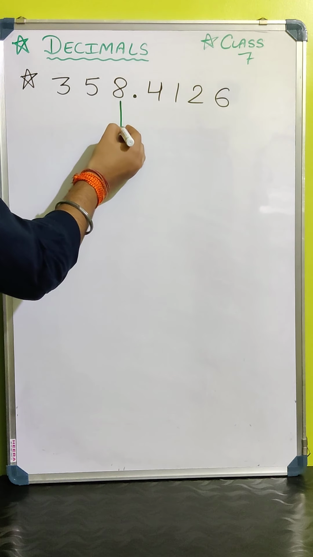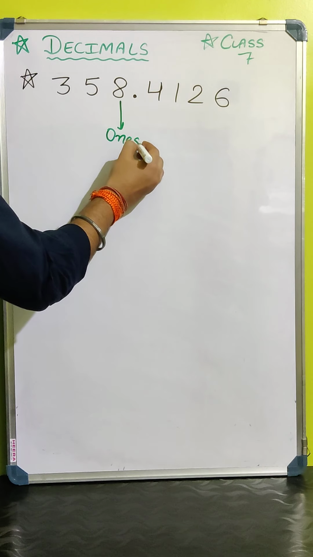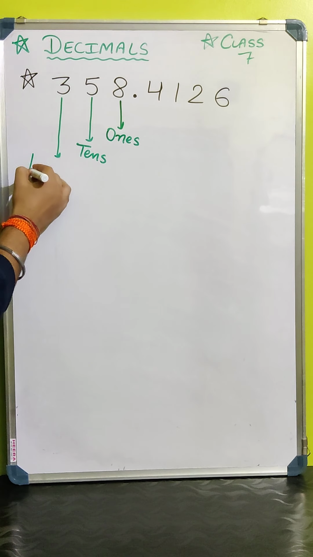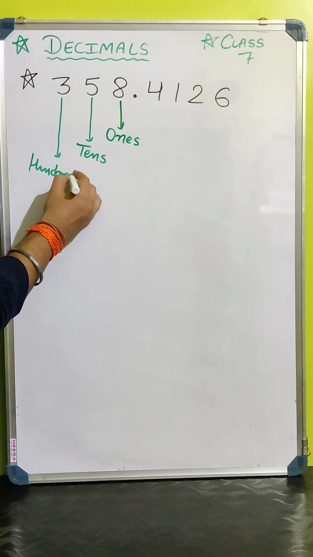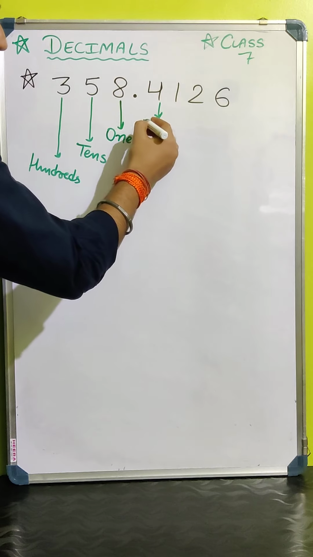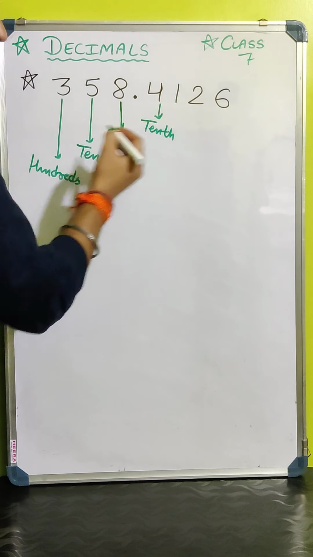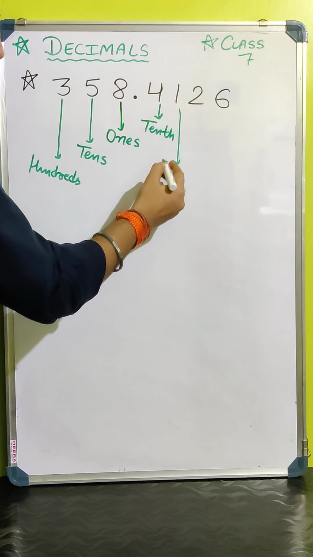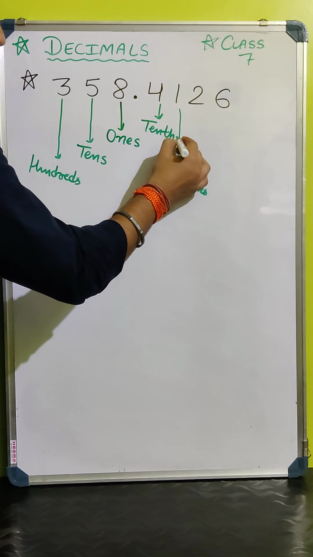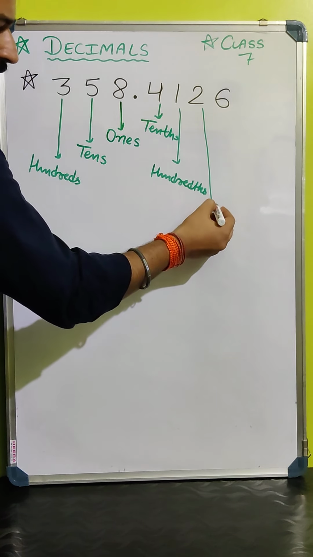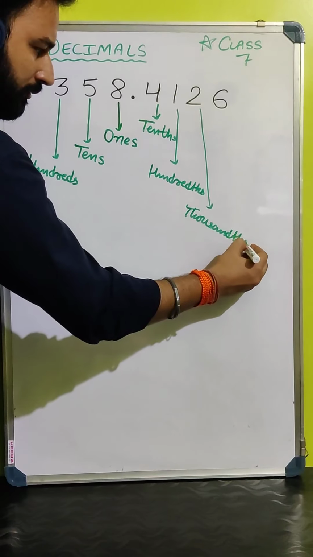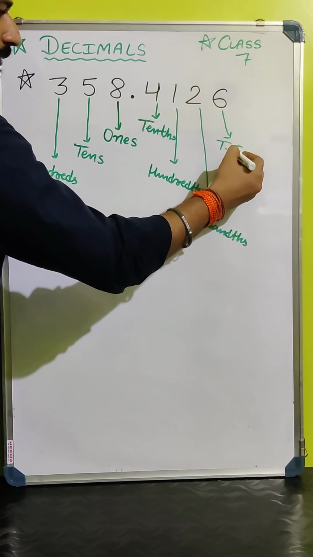Before the decimal, these are the ones place, this one is the tens place, this one is the hundreds place. Now after the decimal, this is the tenth place. This one is the hundredth place. Now this next one is the thousandth place, and this one is the ten-thousandth place.